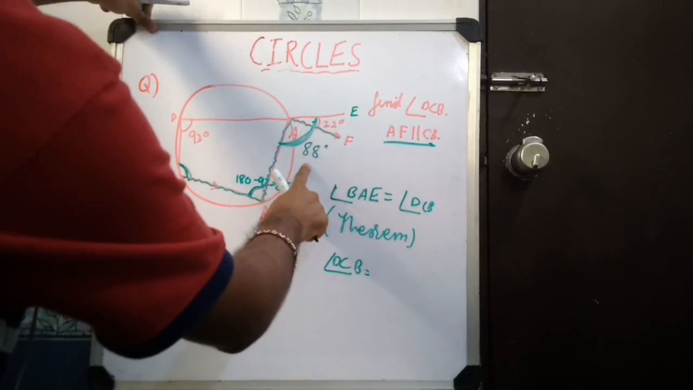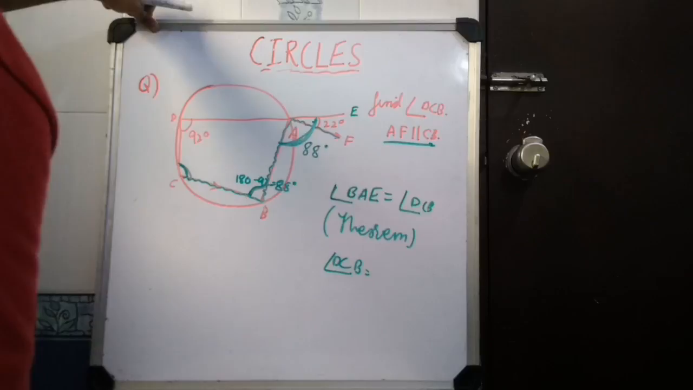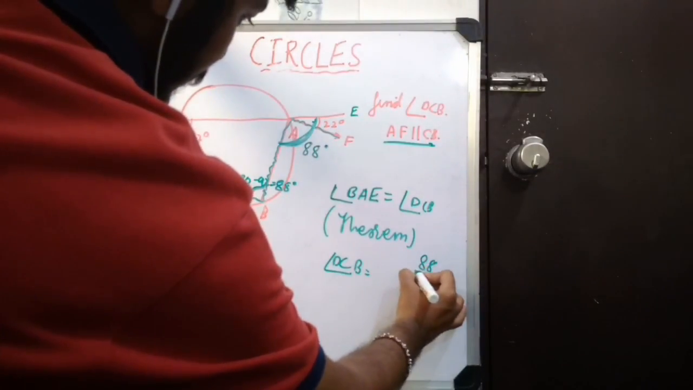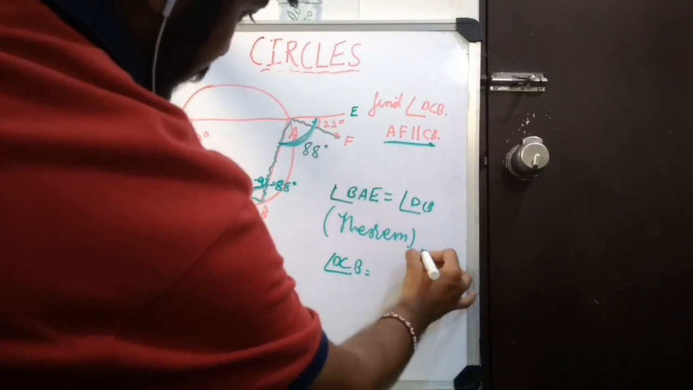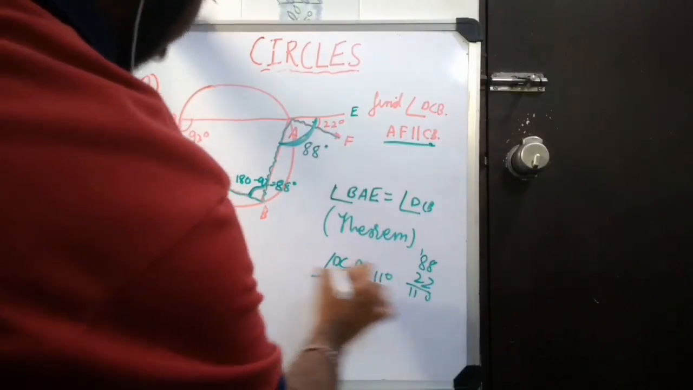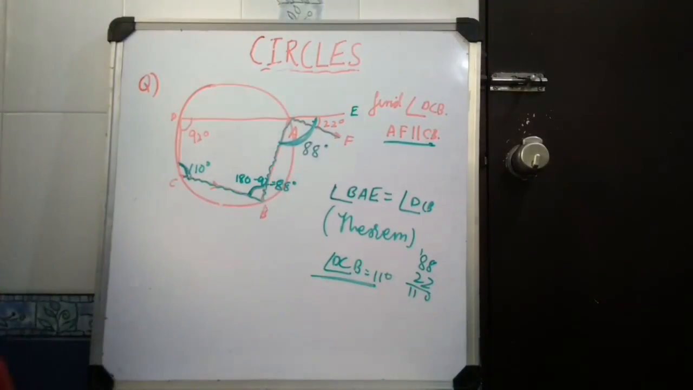So it's going to be 88 plus 22. So how much is that? 88 plus 22 is 110. So that is 110. So that is my answer.